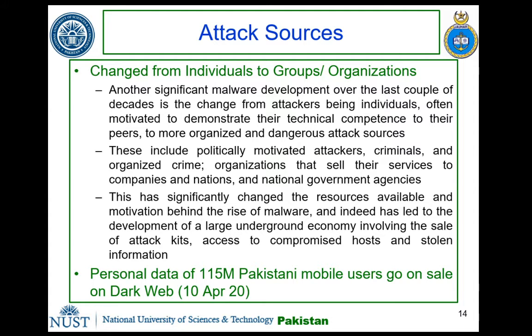Most recently, a Pakistani security company has discovered a data dump of 115 million Pakistani mobile users' data, which have been put on sale on the dark web on Friday, 10th April 20. This indicates that financially motivated threat actors are active in Pakistan and organizations are becoming a victim of these cyber attacks.